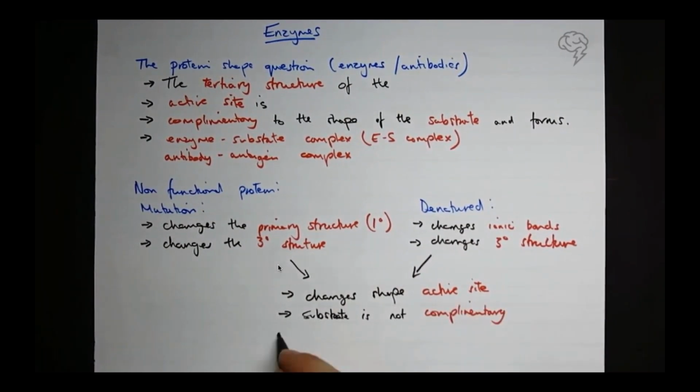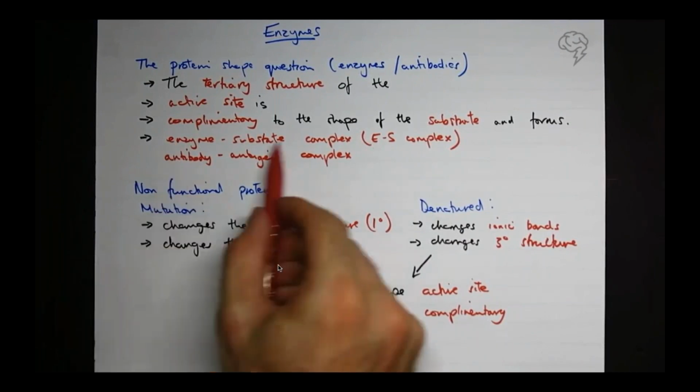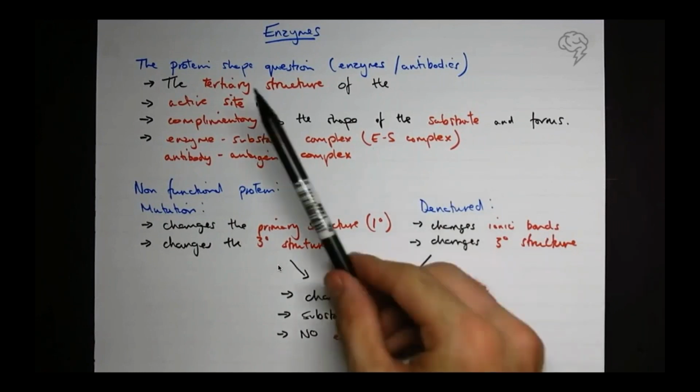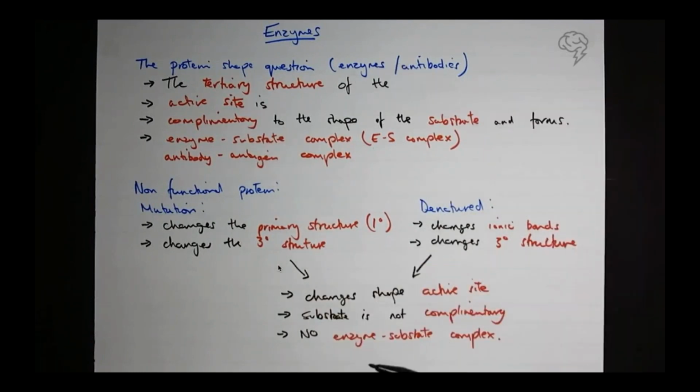And then finally, what do we need to say? We always need to mention the enzyme substrate complex. So, no enzyme substrate complex. And that's why it's non-functional. So you need to think with these questions. First of all, is it functional or not functional? The answer has got very much the same structure.